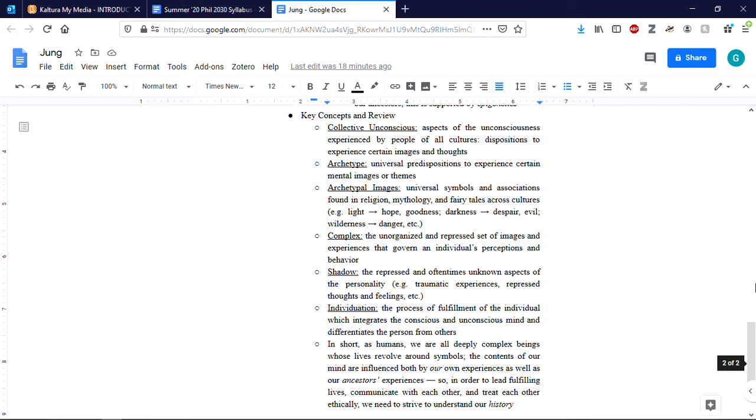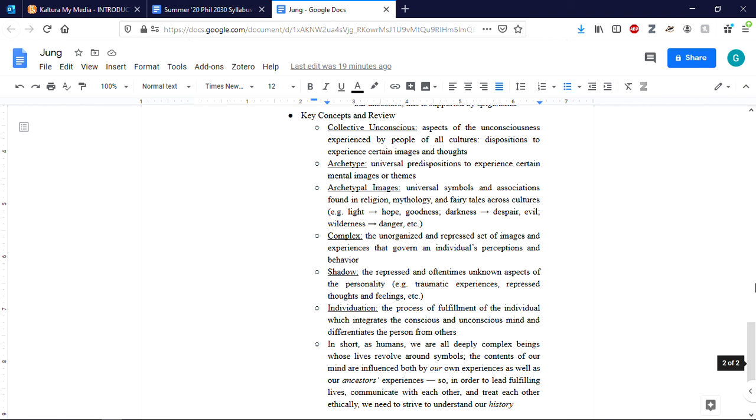The elements of our collective unconscious show up as archetypes. And archetypes for Jung are universal predispositions to experience certain mental images or themes. Examples of archetypal images are things like light represents goodness and hope, darkness represents despair or evil, the wilderness represents danger, the hero represents someone who goes out and overcomes an obstacle or an opponent and grows on account of that experience.